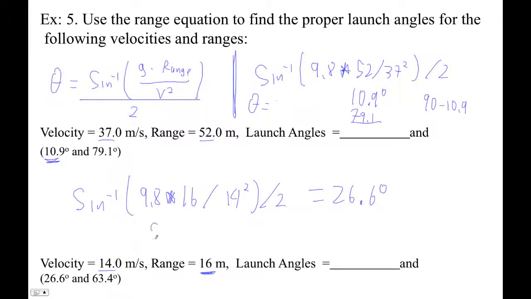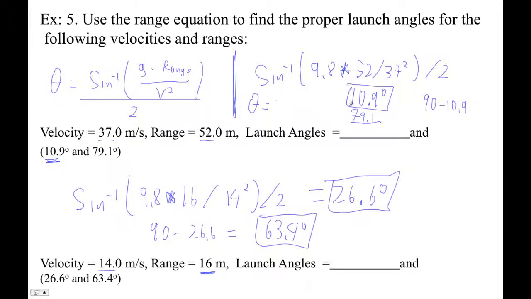Okay, and then of course the other angle is 90 minus 26.6. So 90 minus 26.6 is 63.4. So those are the two angles that would hit it, right? Here are the two angles there.